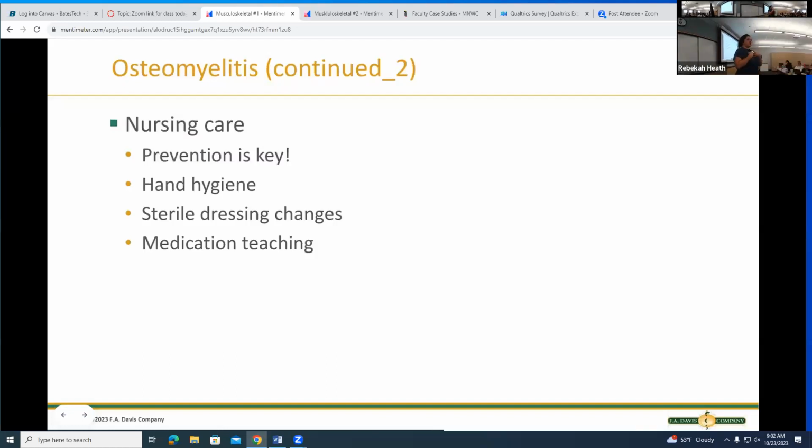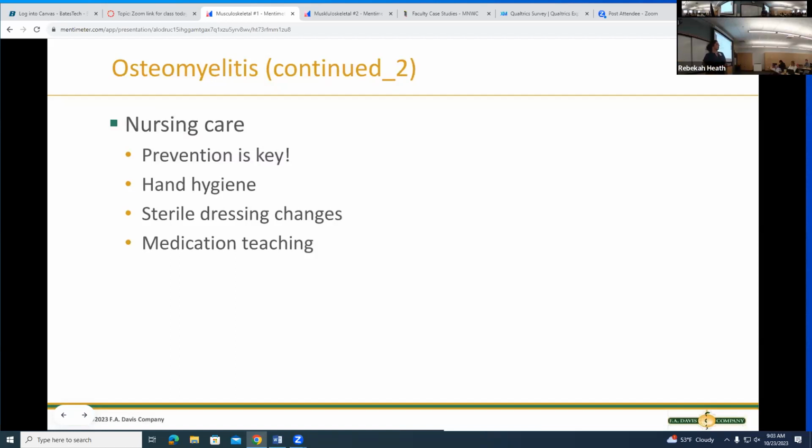So if we have something we can do, like caring for patients with an external fixator, we really want to make sure we are cleaning it, we're monitoring for signs of infection. If it's somebody who has an open fracture, like the bone is poking through the skin, we're going to be really careful to keep that as clean as possible to reduce how many germs or bacteria are exposed in there. Sterile dressing changes if they're ordered, and then medication teaching. When we talk about medication teaching, usually it's about antibiotics.